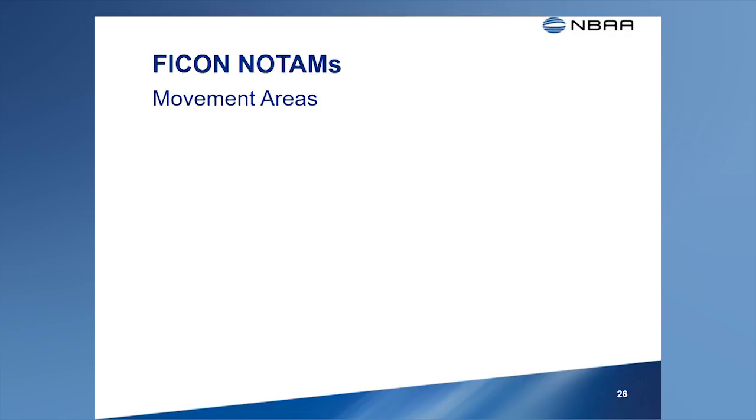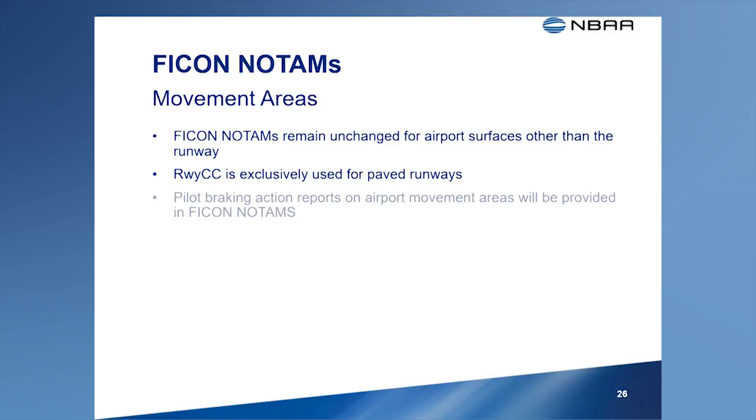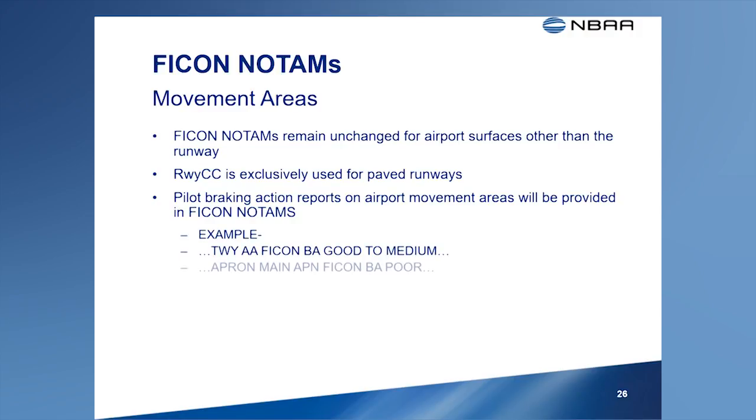Field condition NOTAMs are also issued for other movement areas on the airport, for example, airport taxiways and aprons, and remain largely unchanged from what pilots have received in the past. As the name implies, runway condition codes are issued exclusively for paved runways. Movement Area FICON NOTAMs will contain the keyword apron or taxiway to help pilots identify the airport area affected by the NOTAM. These NOTAMs will also include pilot braking action reports if available.